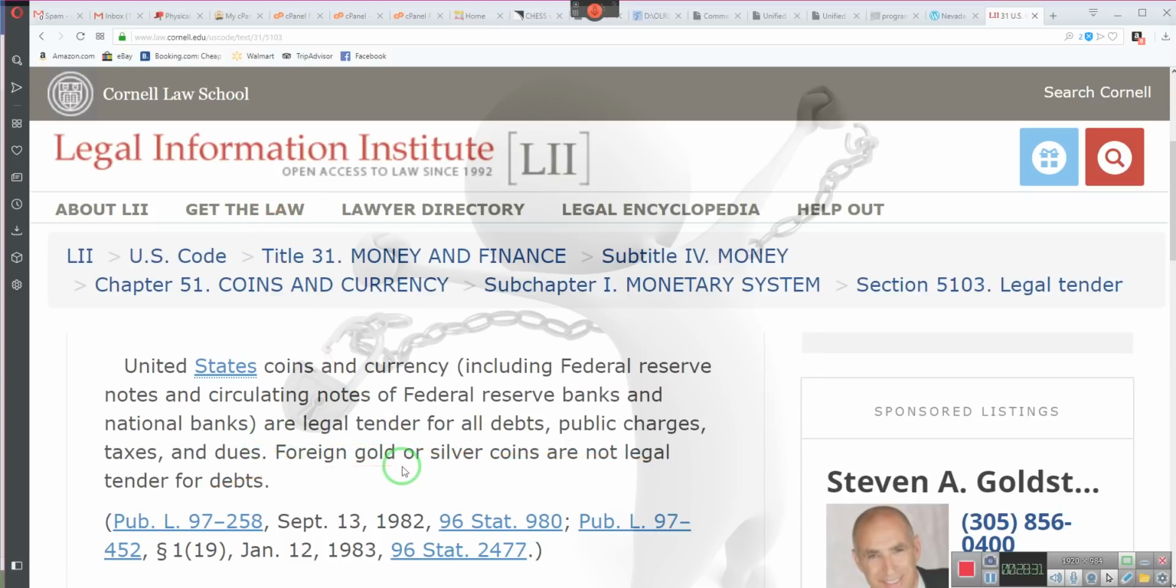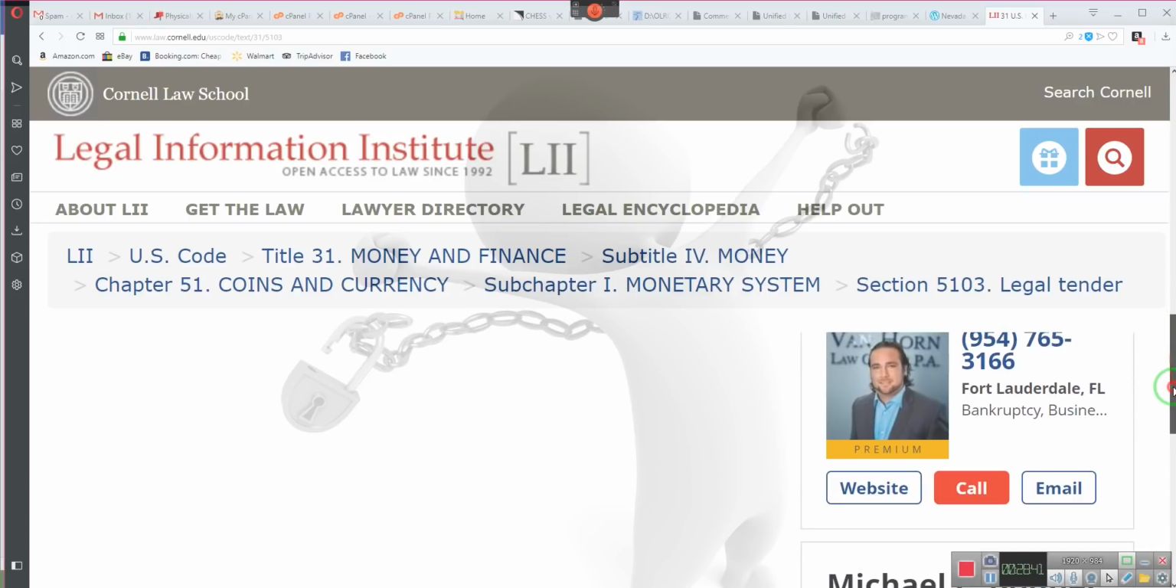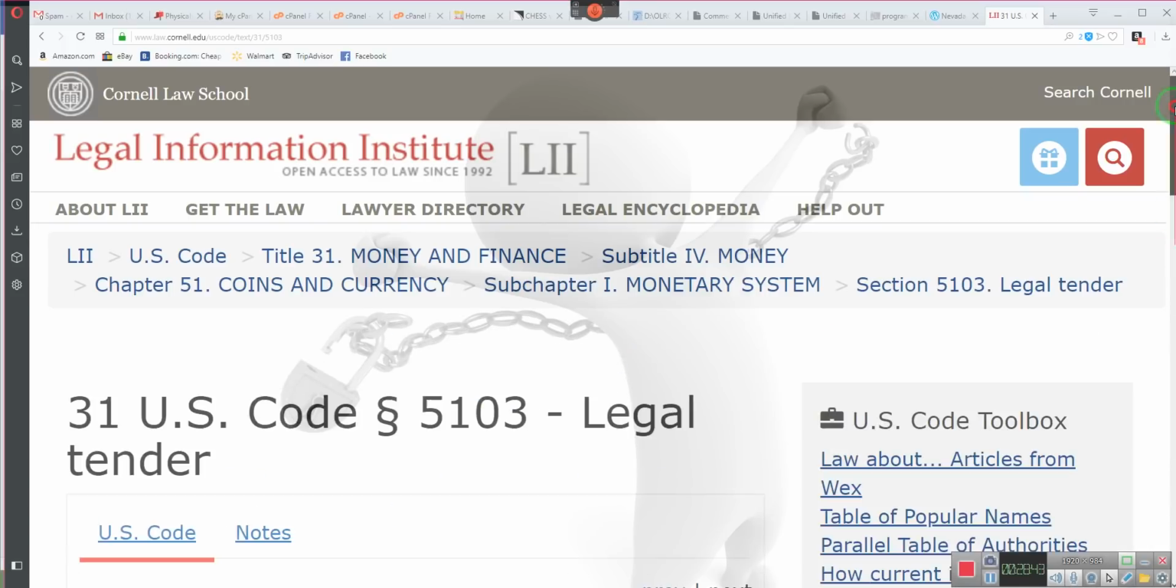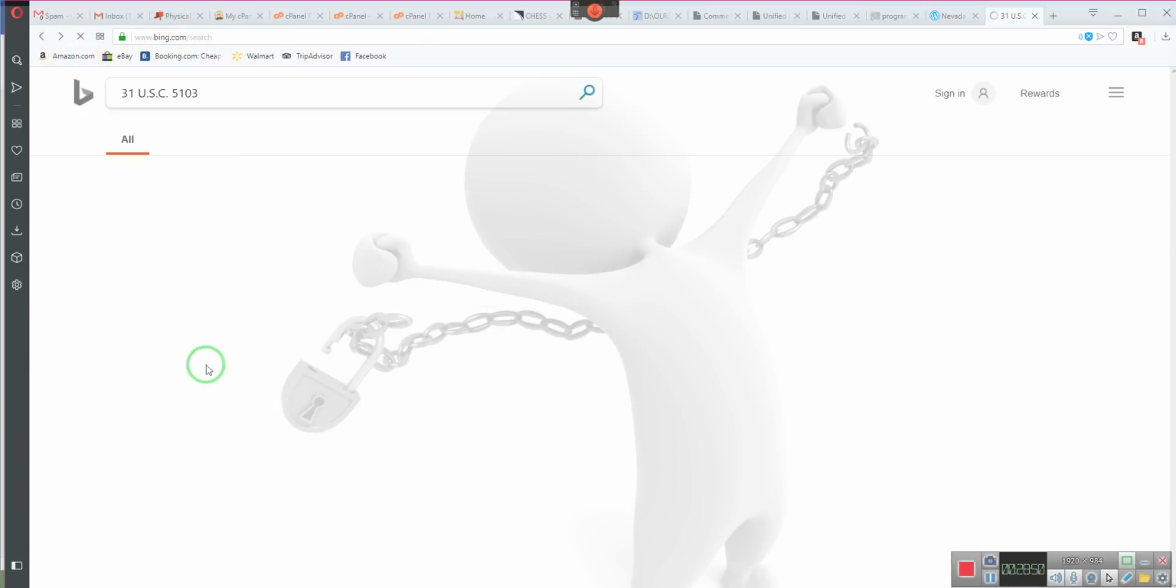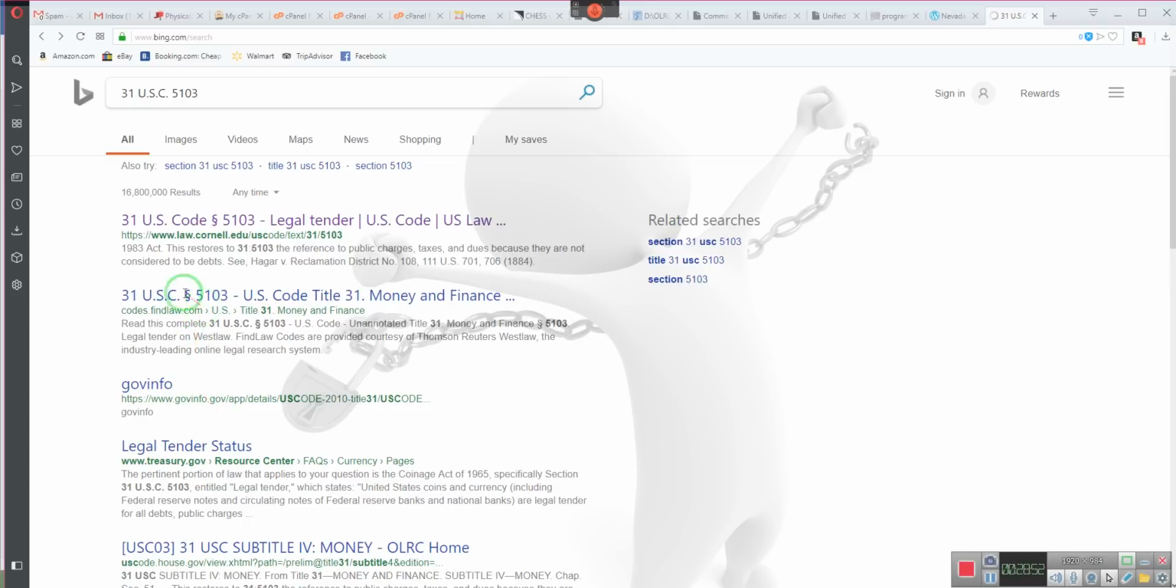Okay, foreign gold or silver coins are not legal tender for debts. Foreign gold. How can you have foreign gold? All gold comes from the earth. How can you have foreign gold? Oh, scientific gold? Okay, so when the Treasury tells us that their junk ain't worth anything, here it is right here. Legal tender status. Look, you just put this in here and you'll pull up legal tender status. That's how you find the Treasury paper.